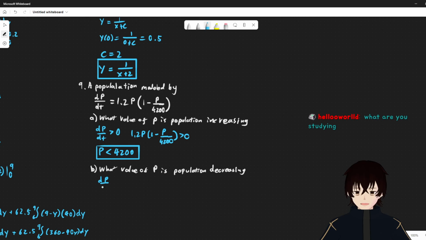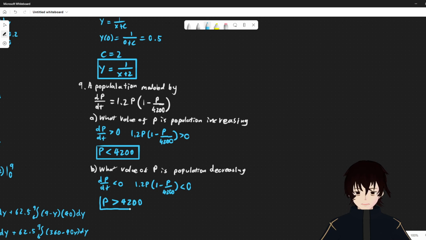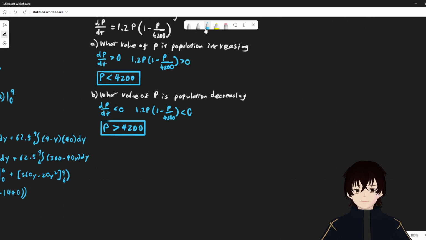So in this case, dP dt has to be less than 0, therefore 1.2 P times 1 minus P over this thing has to be less than 0. Therefore, P has to be greater than 4,200. P can also be negative, but population can't actually be negative, so we disregard that. Now there's also part C. Part C says, what are the equilibrium solutions?